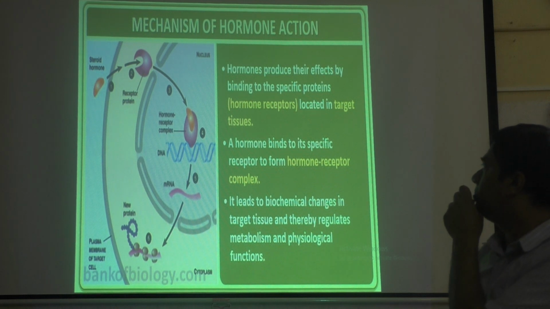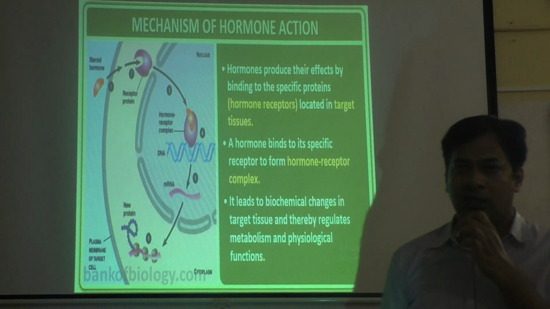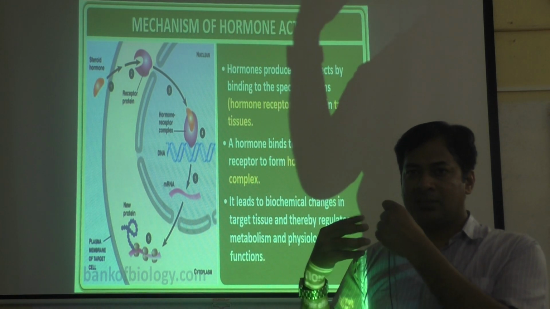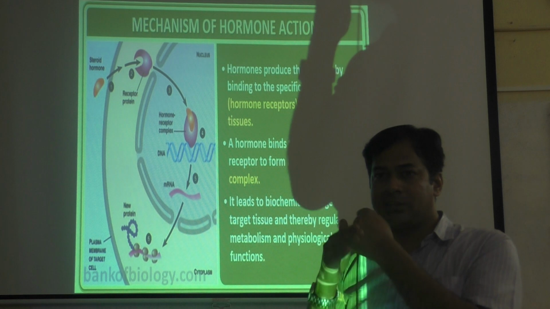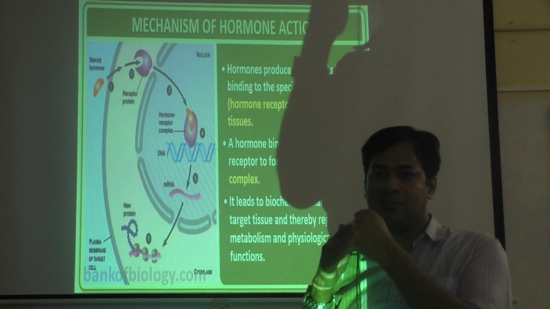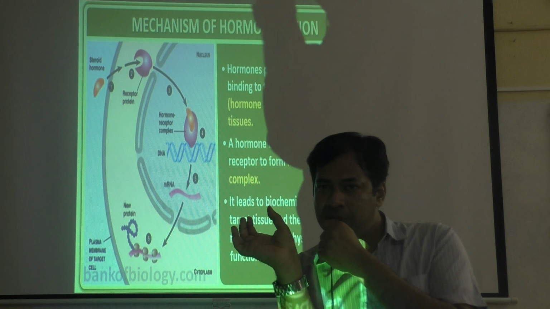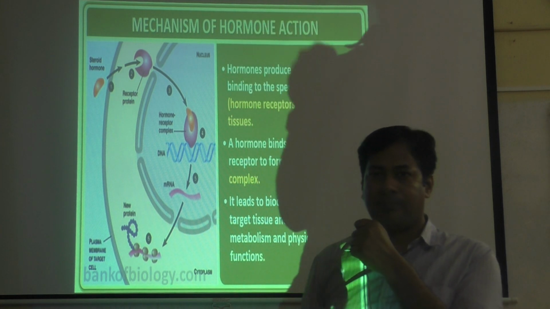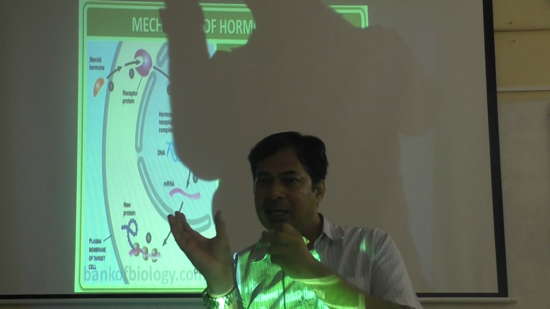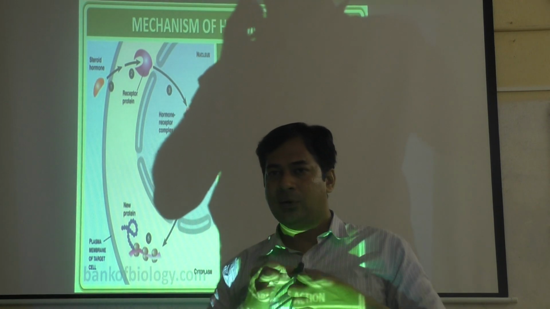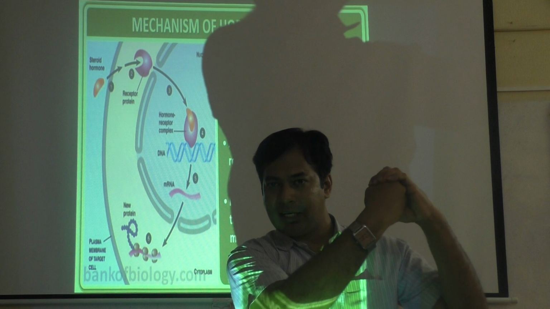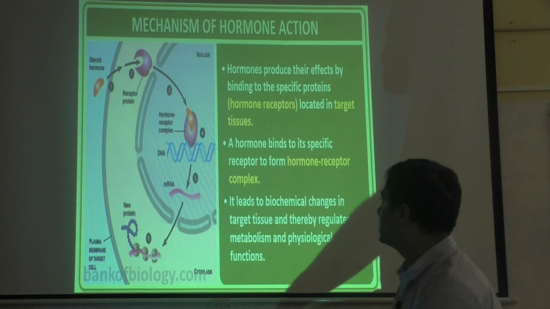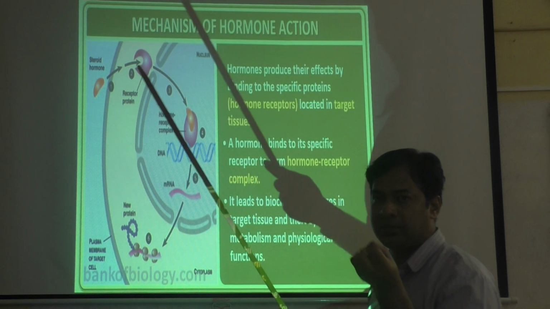Hormones produce their effects by binding to specific proteins called hormone receptors. Means when a hormone comes near the cell, the cell should receive it. Actually the cell itself will not receive it. On the outer surface of the cell, on the plasma membrane, some special proteins will be there that are meant for receiving the hormone. Their structure is like this. When a hormone comes, it will bind like this. So that is called a receptor. They are called hormone receptors. The name itself says receptor means which receives.